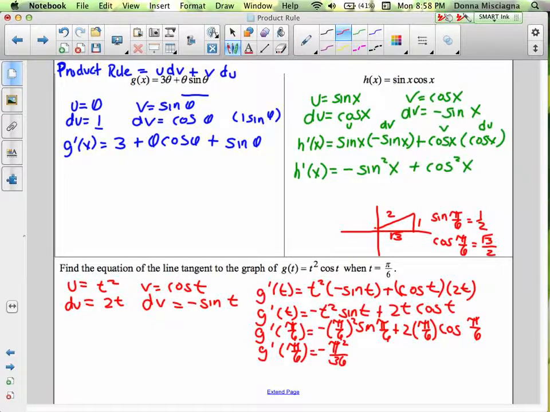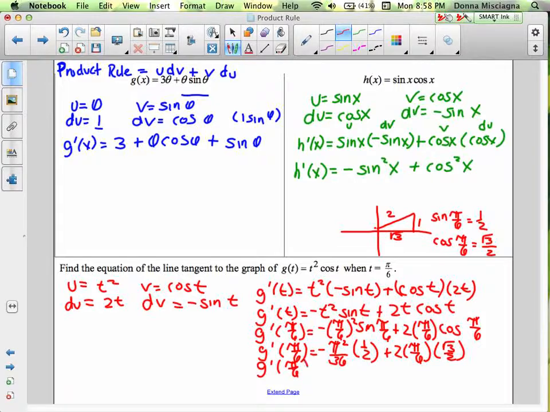So we'll plug those in. This is now times a 1/2 plus 2 times pi over 6 times the square root of 3 over 2. Let's write everybody in and do all the simplifying at the end. And then finally, let's see how much we can simplify.